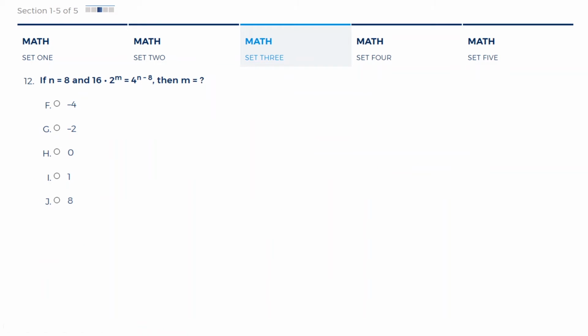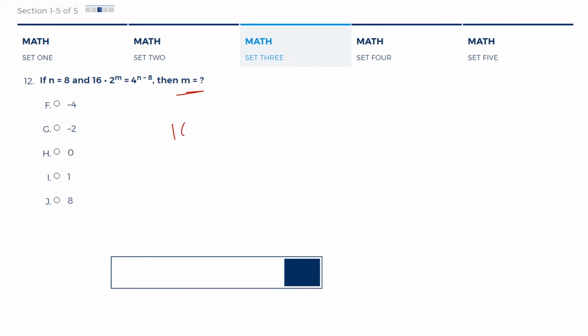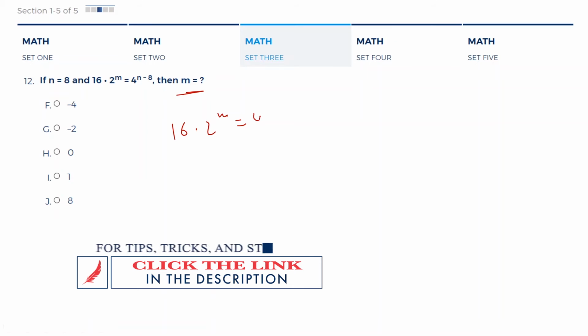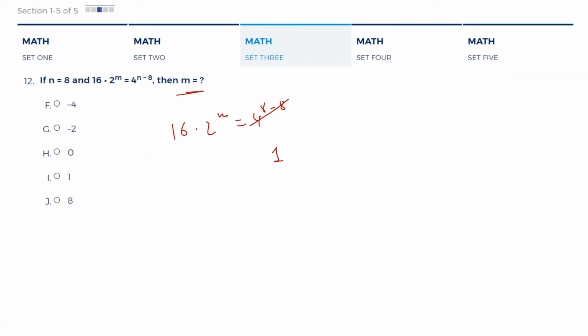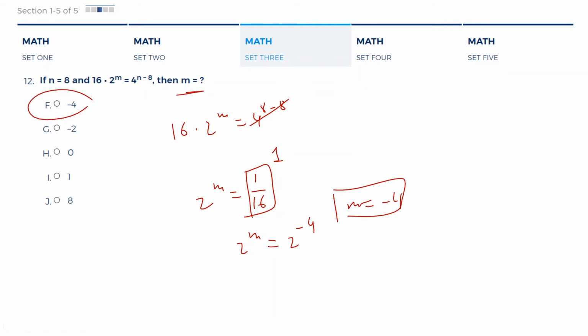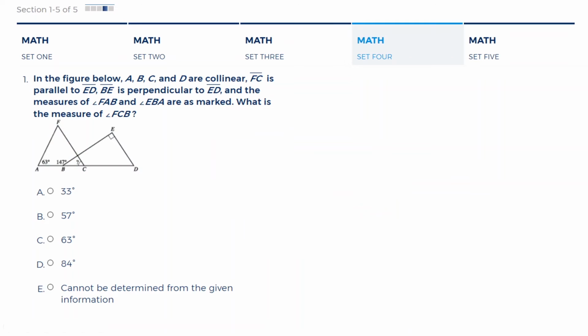Next, if n, then m is equal to what? All right, so what I would do is plug it in. 16 times 2 to the m is equal to 4 to the 8 minus 8. So that's 1. Great, so 2 to the m is equal to 1 over 16, and we know that 2 to the m is equal to 2 to the negative 4, because that's what this is. So m is equal to minus 4. F. Great, guys. We're done with section 3.